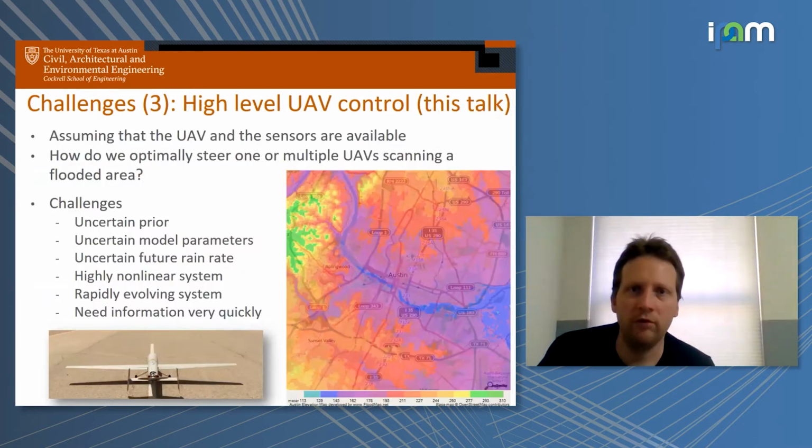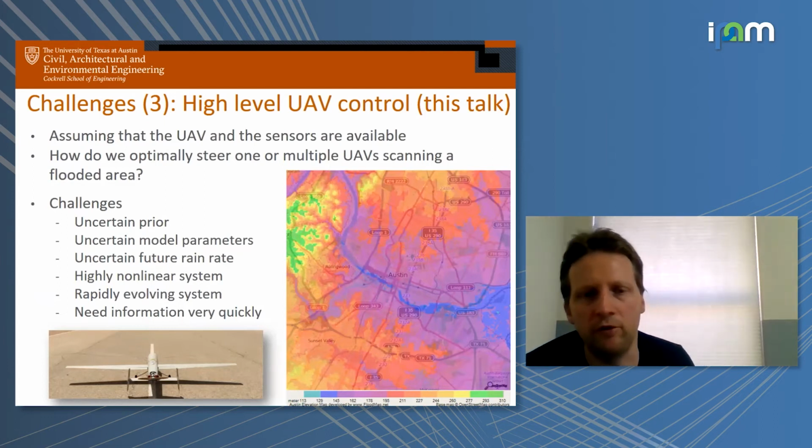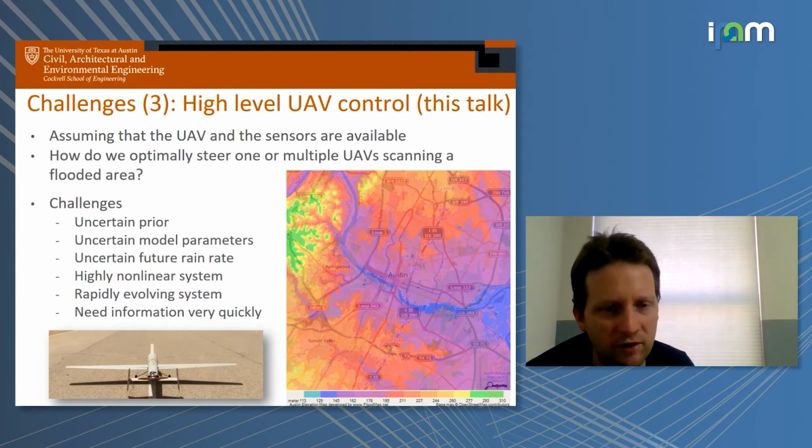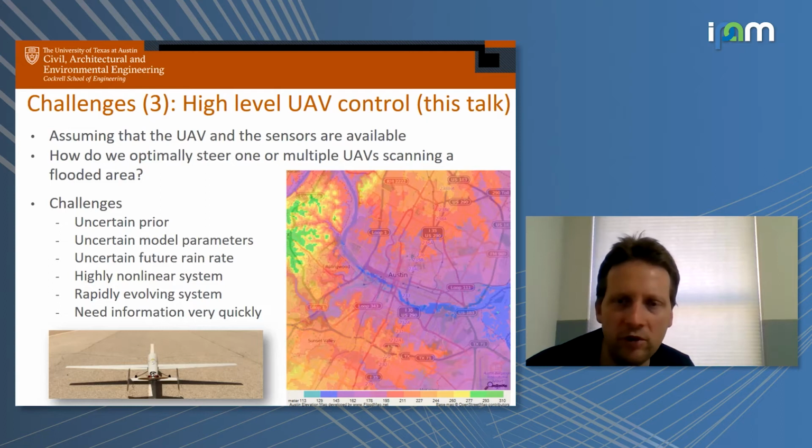Now what we want to do is to do the high-level control of the UAV. So assuming that we have the technology, the sensors, and the UAV that can fly in bad weather, now what should we do in order to maximize the information that we gain over some time? So this is really the challenge here.